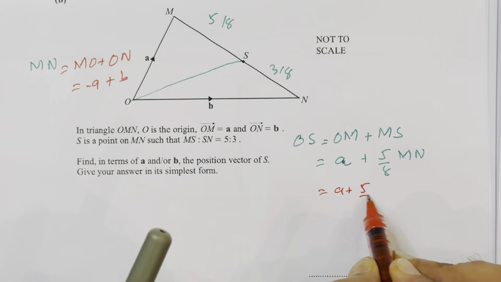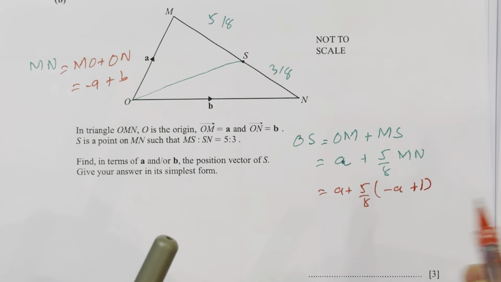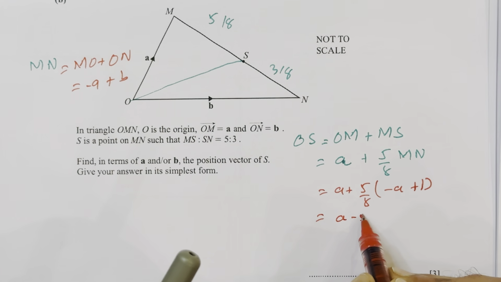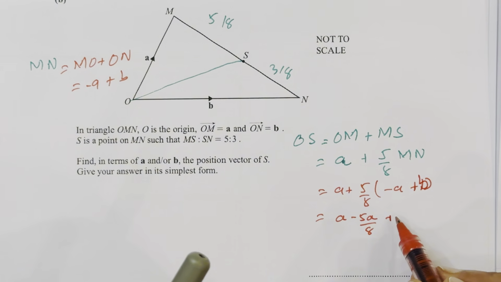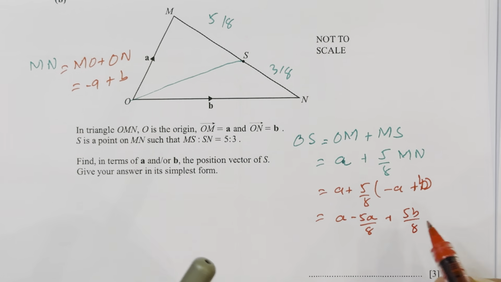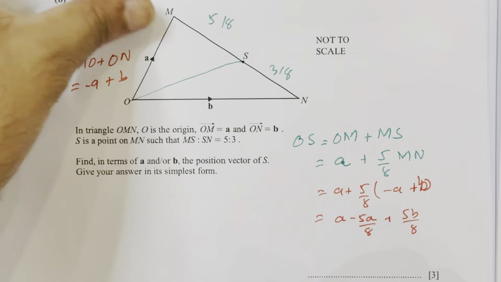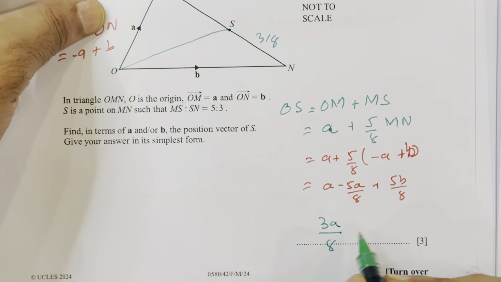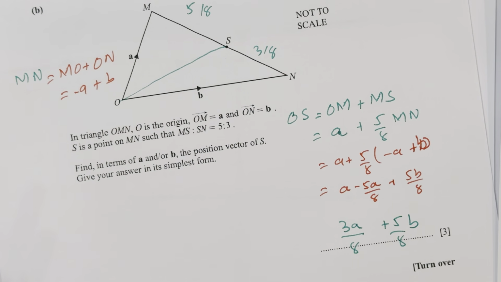A plus 5/8 of minus A plus B. After putting this value, minus 5A/8 plus 5B/8, you have to take the LCM and you get the value that is equal to 3A/8 plus 5/8B. So this would be our final answer for this question. This was an easy question.